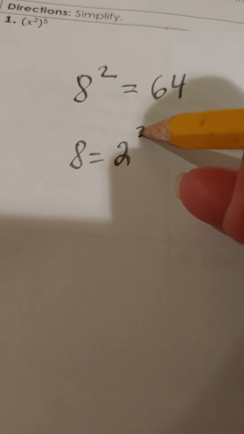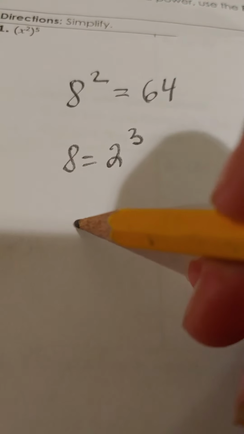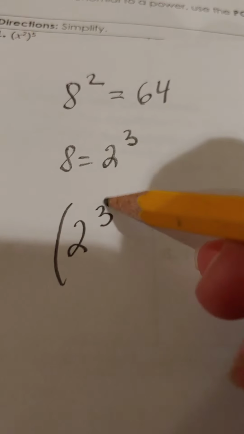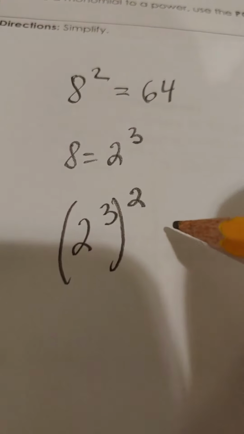I will start with giving you an example with the numbers without any variables. For example, if we have 8 to the second power, we do know that 8 to the second power is 64 because 8 times 8 is 64. But we do know that 8 is actually 2 to the third power, right? So we can represent 8 like this. So this is my 8, and then we have to raise it to the second power.